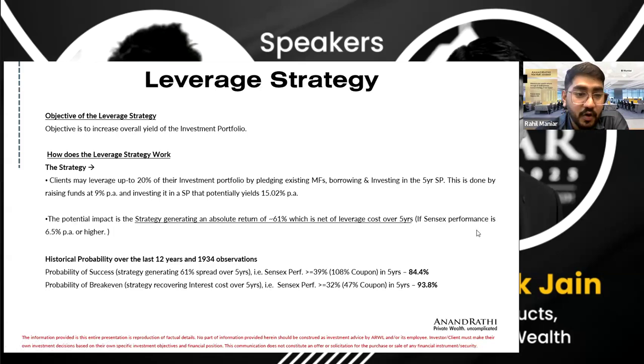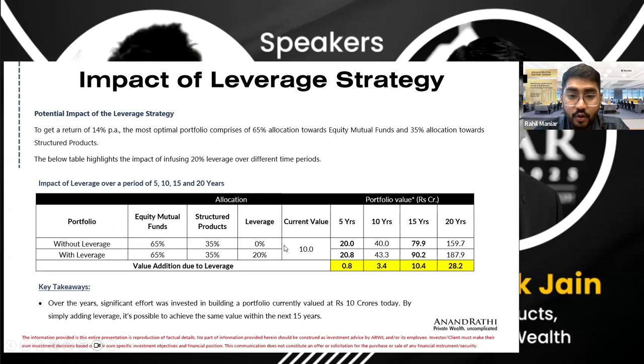So in this case, if Sensex performs at 6.5% or higher, you're through, right? Because my structure is not like my mutual fund where I'm depending on the market to grow by 12%. With 6.5%, you are there, right? And what is the historical probability? Like we saw, the probability of success is 84% in the product, and the probability of break even is almost 94%. Right? Now let's look at the impact of this particular leverage strategy in the portfolio over different time periods.